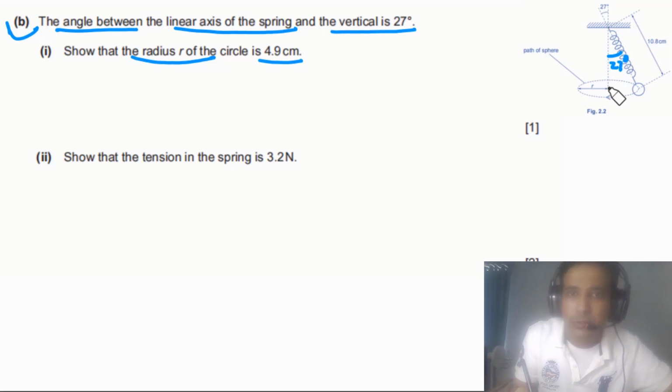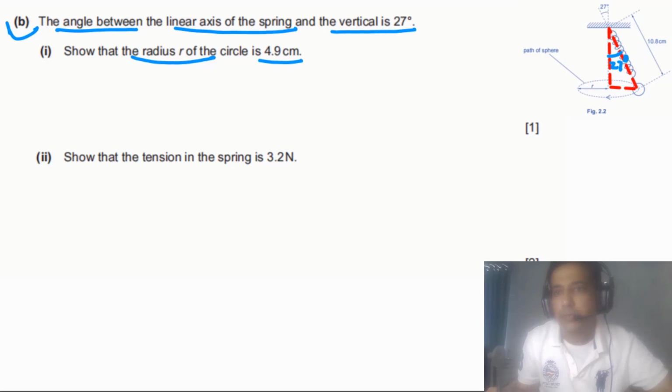So it means that we need to show that this radius of the circle is equal to 4.9 centimeters. We have L given, that is equal to 10.8 centimeters. So simply we need to understand this triangle. So we can form this triangle and we need to find the base of the triangle. In this case, this base is equal to r and this has to be equal to L sine of, because this angle is 27, so the opposite side has to be sine of 27 degrees.